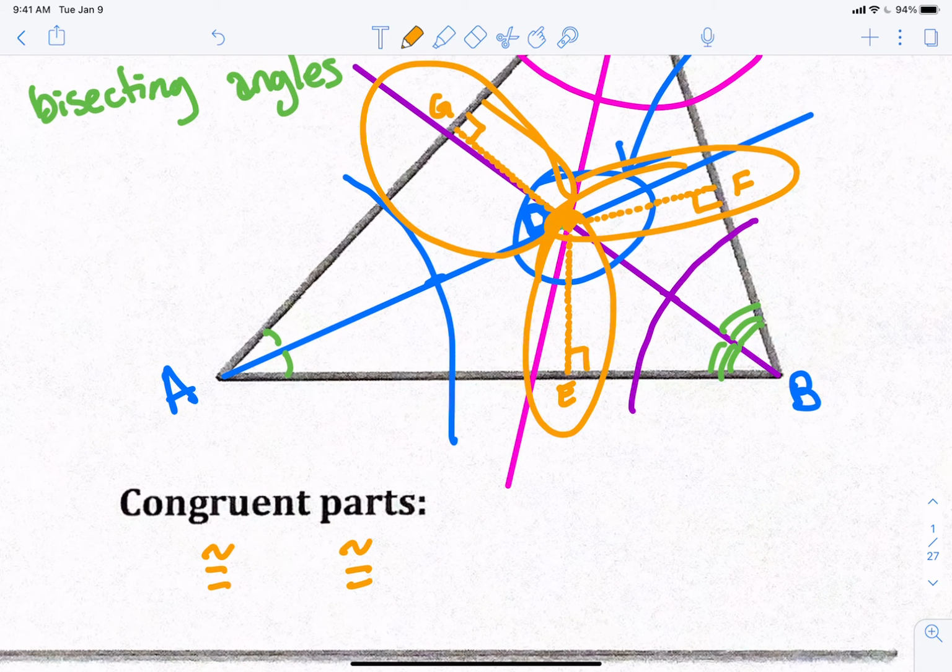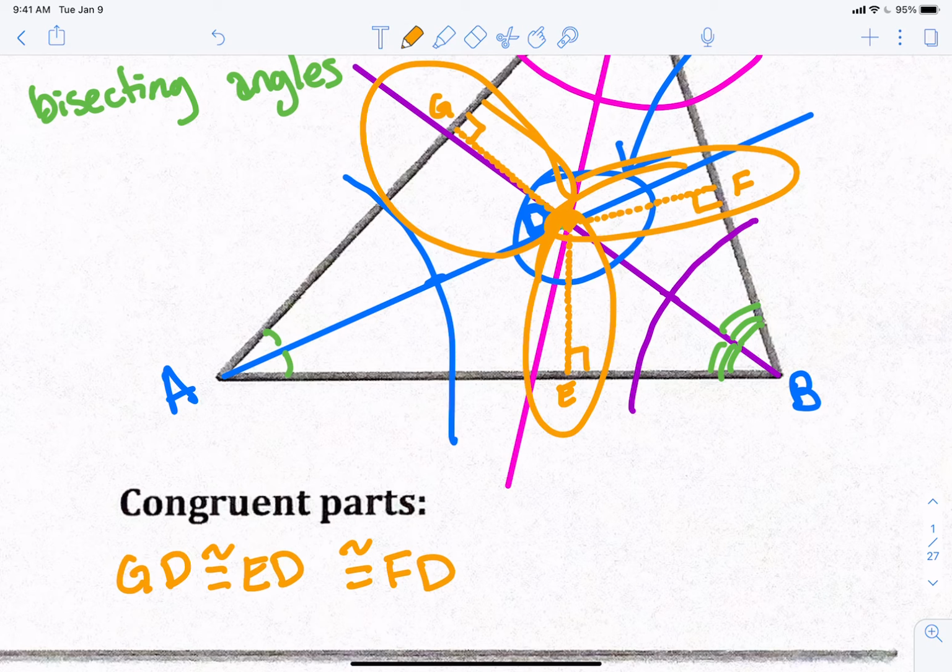GD, ED, and FD. Now you can call it DG, DE, DF if you want to. But why can't you use AB like we did on the other side?